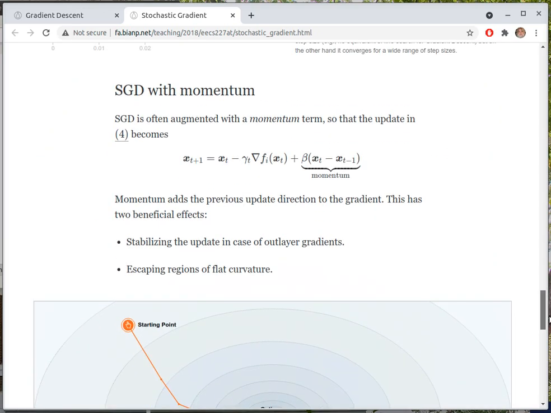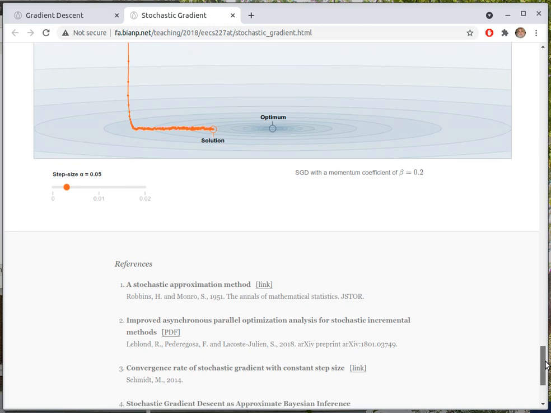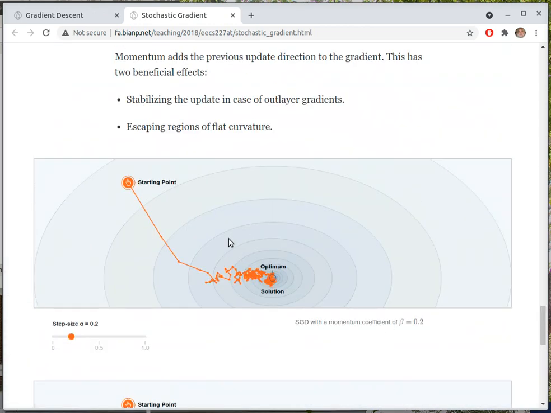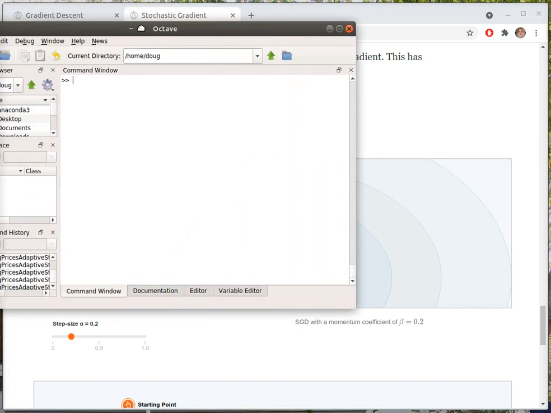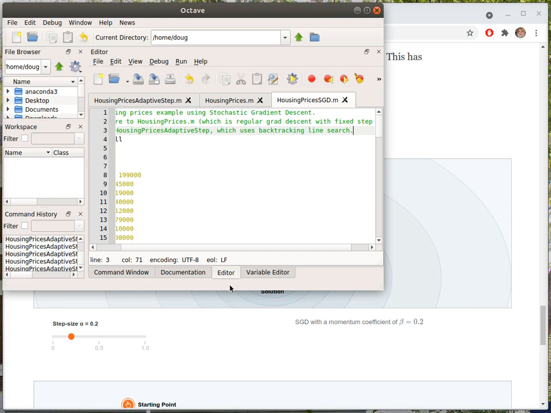We can add some momentum terms if we wanted to. We're not going to do that in our class right now, but you can play around with some of the simulators on this website. So that was a lot of fun. Let's take a look at the octave file here, and go to our editor.